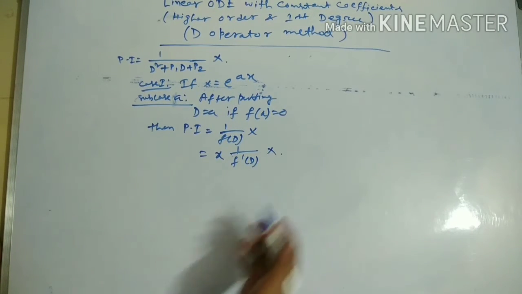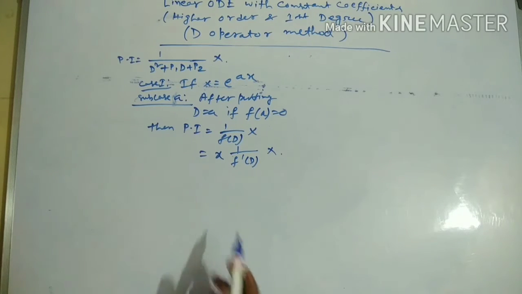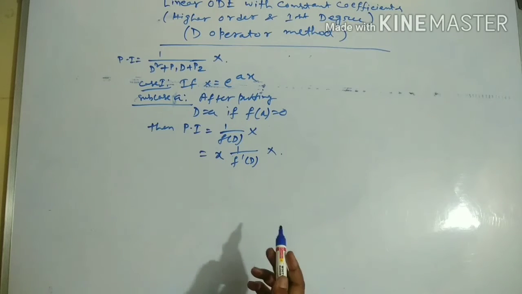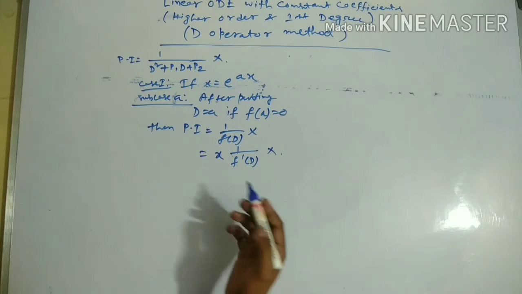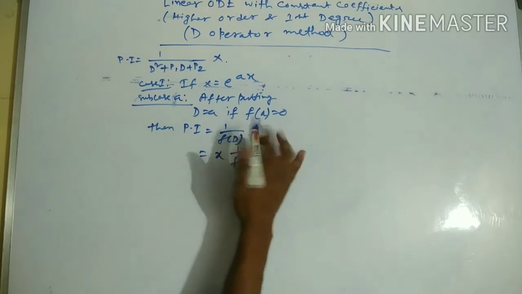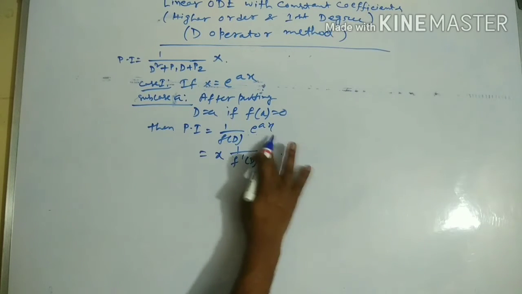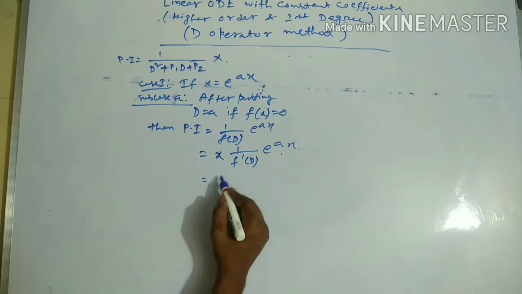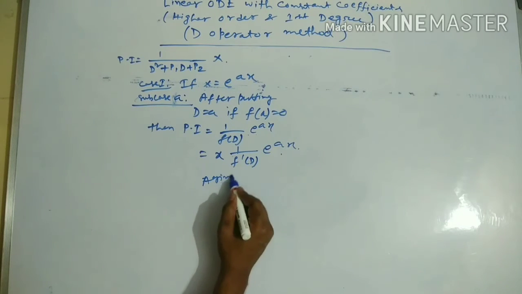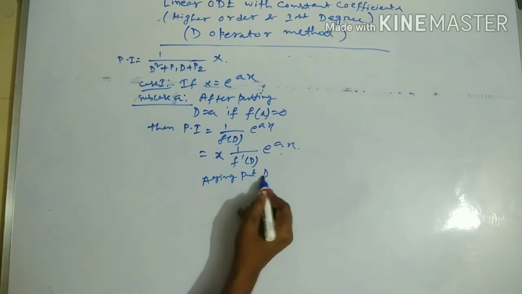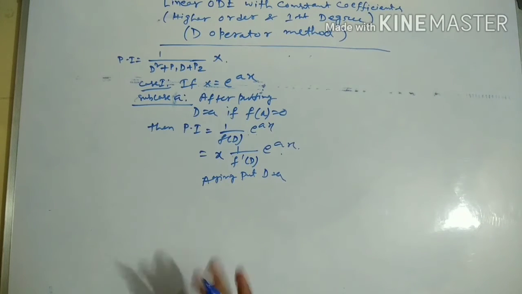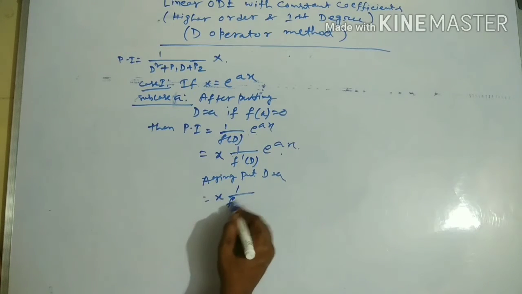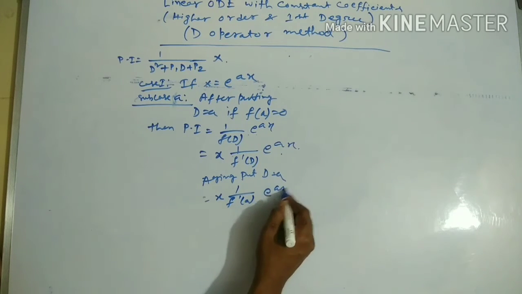Just we write an x and we differentiate the function of D once, and this will operate on X. Sorry, we are working with e to the power ax, and again put D equal to a. So the PI will be x into 1 by F dash a into e to the power ax.